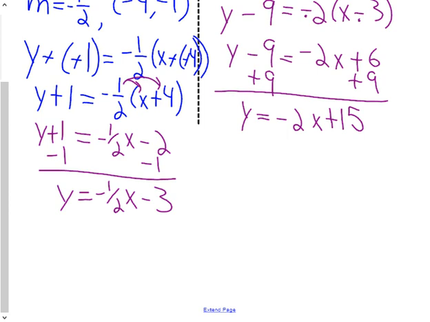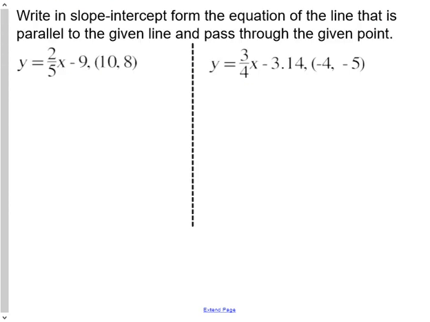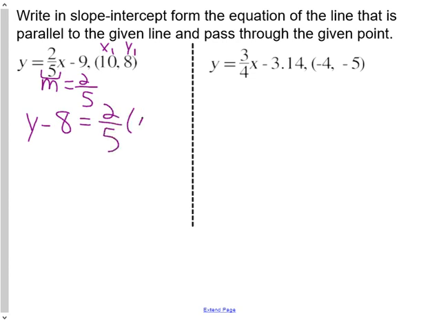Next, we've got y equals 2/5 x minus 9 at the point 10, 8. And so again, here's our x1, y1, just doing the same pattern. Take our m is 2/5, and plug it into the other point. Y minus 8 is 2/5 x minus 10.